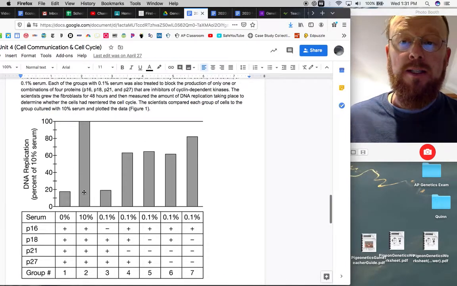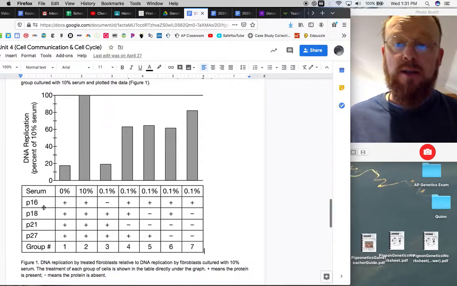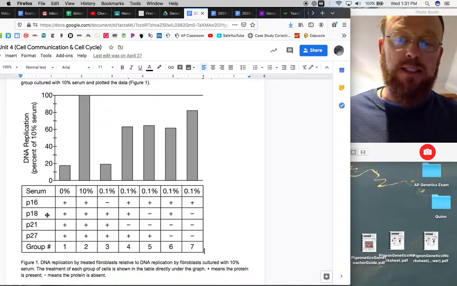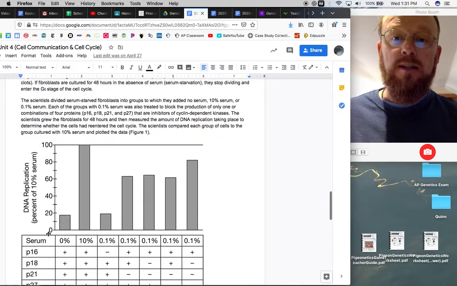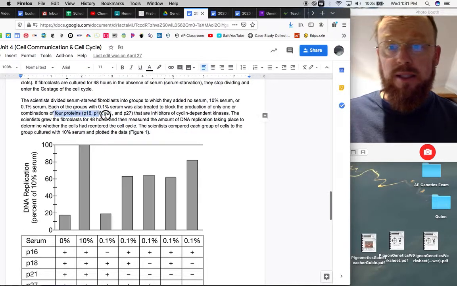experimental groups. Okay, and in addition, this chart is showing the presence or absence of 4 particular proteins, P16, 18, 21, and 27, which are, let's go ahead and read, 4 proteins that are inhibitors of cyclin-dependent kinases.